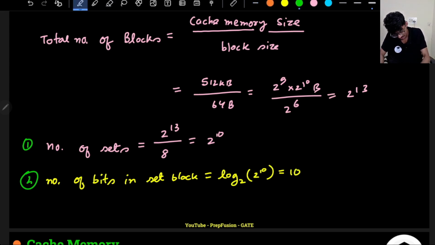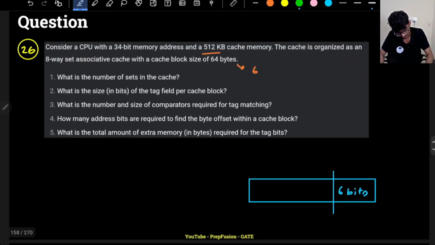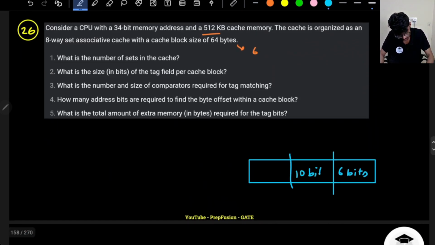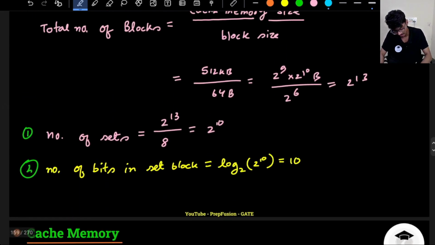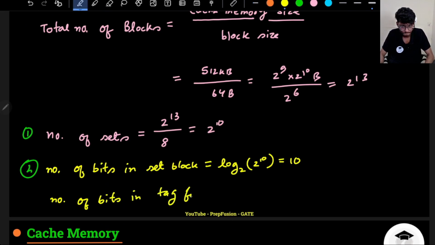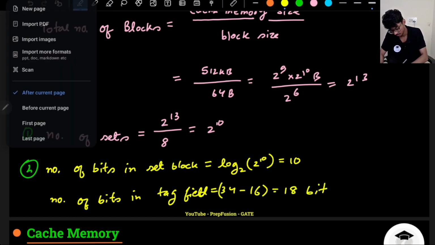Now what are they asking? They are asking me the size of the tag field. So this is 10, the set number. So obviously the tag size will be what? The overall address is how much? 34 bits. So 34 minus 16 is 18. So 18 bits will be the tag size. So the number of bits in the tag field will be equal to 34 minus 16, which equals 18. So 18 bits will be the answer for the tag field.